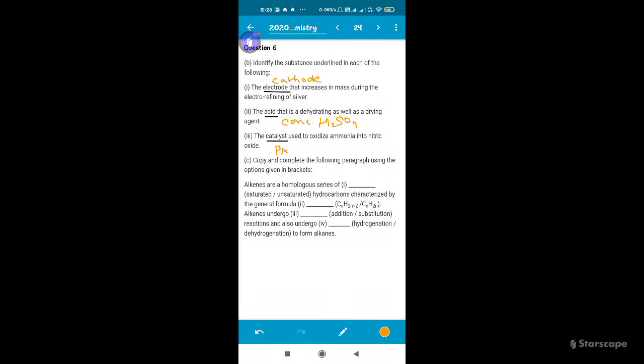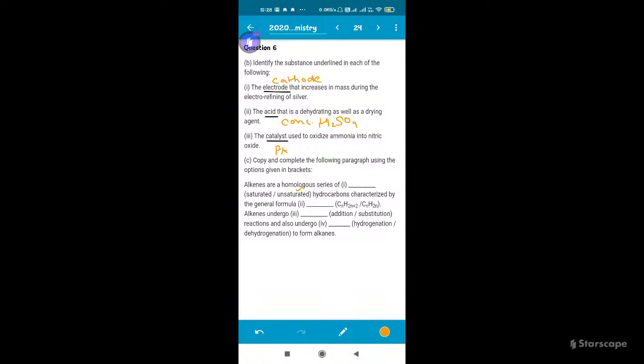Okay, let's move on to the next question now. You have to complete the following paragraph by using the options given in the bracket. A very easy question. Alkenes are homologous series of unsaturated hydrocarbons. They are unsaturated because their valency, although complete, is very much reactive. They have a tendency to react with various types of reagents. So they are unsaturated in nature.